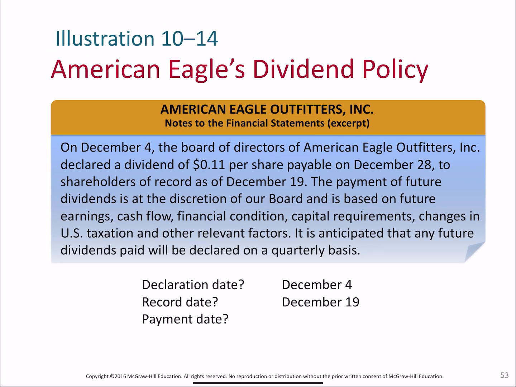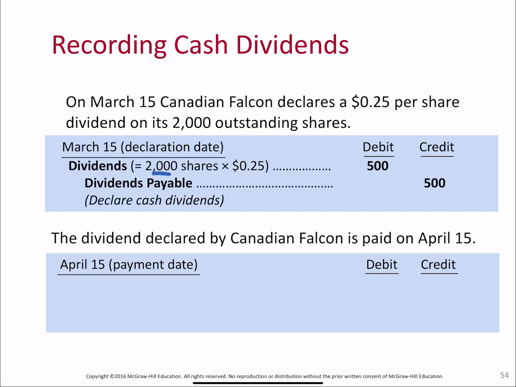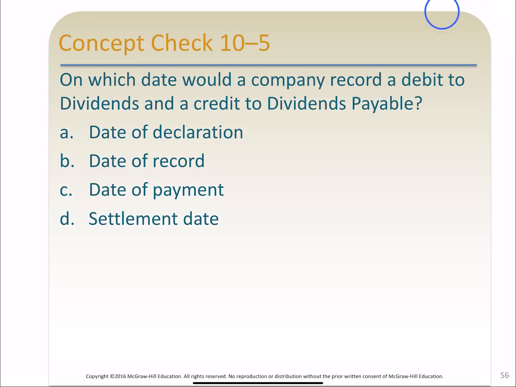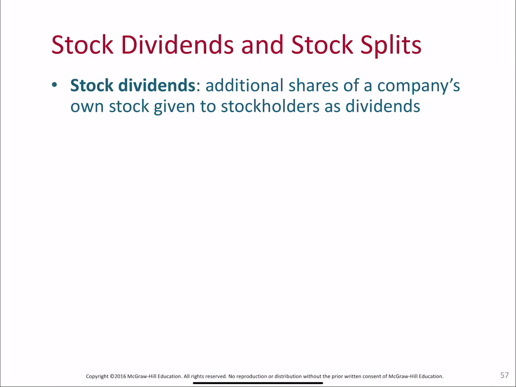This is just an example of American Eagle, how when they did an announcement, they talked about the declaration date and the record date. All right, we've already shown you in the previous slide how to record it. But on declaration date, I'm going to do however many shares times the dividend per share. Record a payable. Then when I actually make the payment, I'll clear out the payable and credit cash. On which date would a company record the debit to dividends? Again, declaration date.